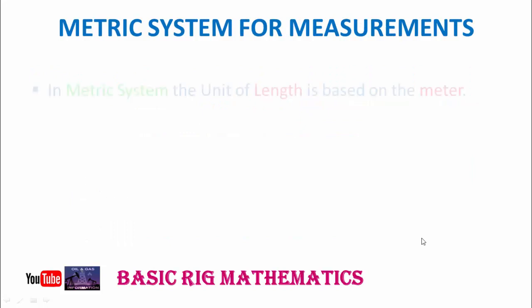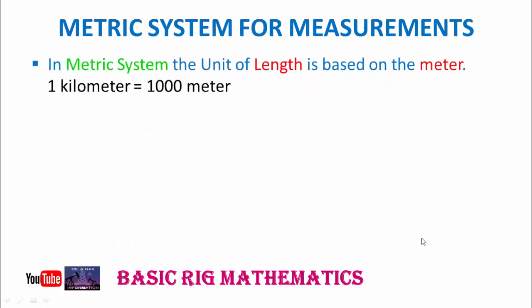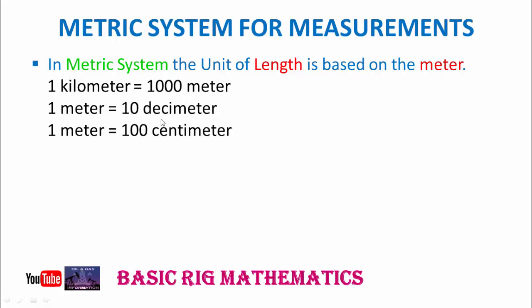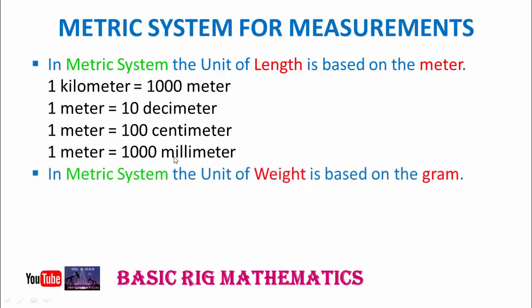Now we see metric system for measurements. As we also see the metric system, the unit of length is based on the meter. Here we see some conversion. 1 kilometer is equal to 1000 meter, while 1 meter is equal to 10 decimeter, and 1 meter is equal to 100 centimeters. 1 meter is also equal to 1000 millimeters. The second one is the unit of weight is based on the gram. Here also see the conversion. 1 kilogram is equal to 1000 gram.